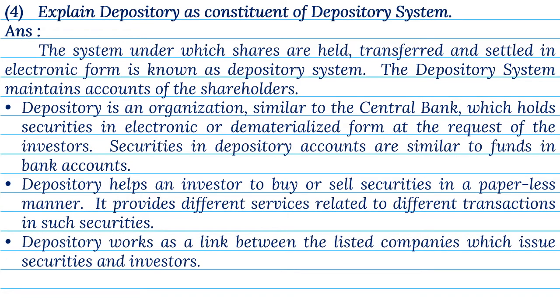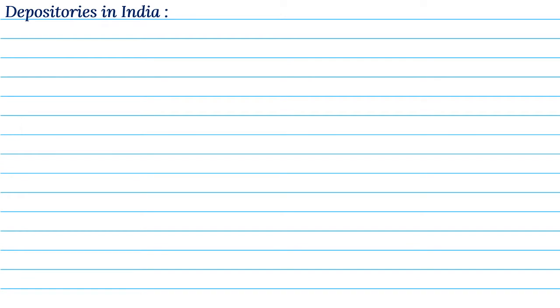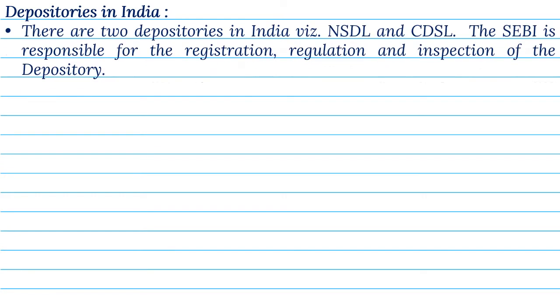Depository works as a link between the listed companies which issue securities and investors. Depository is responsible for safekeeping of securities of investors. However, investors cannot have direct access to depository. Depositories in India. There are two depositories in India, namely NSDL and CDSL. The SEBI is responsible for the registration, regulation, and inspection of the depository.